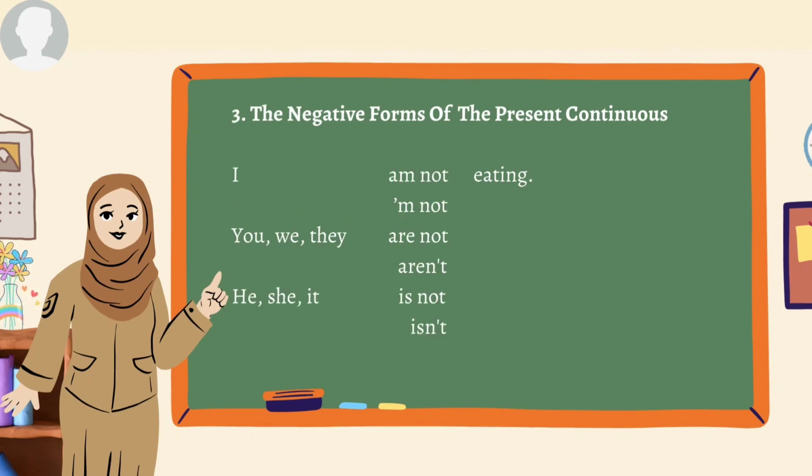Third, the negative forms of the present continuous. I am not eating. I'm not eating. You are not eating. You aren't eating. We are not eating. We aren't eating. They are not eating. They aren't eating. He is not eating. He isn't eating. She is not eating. She isn't eating. It is not eating. It isn't eating.